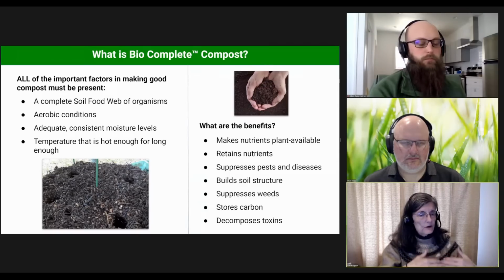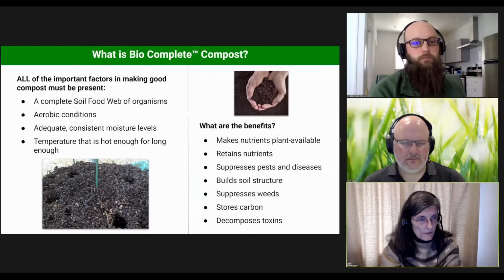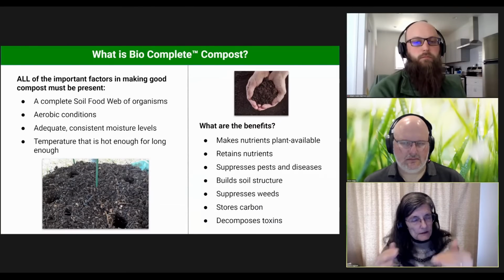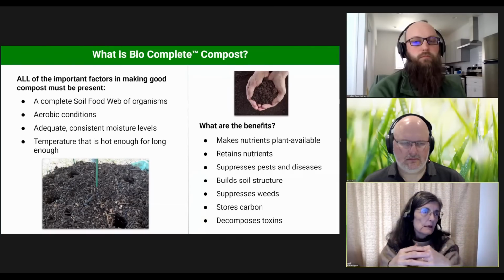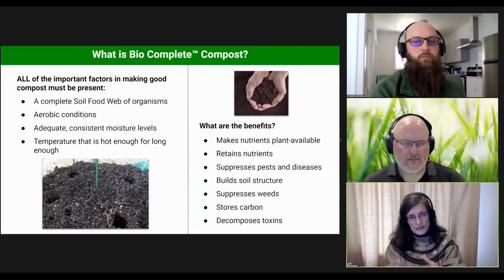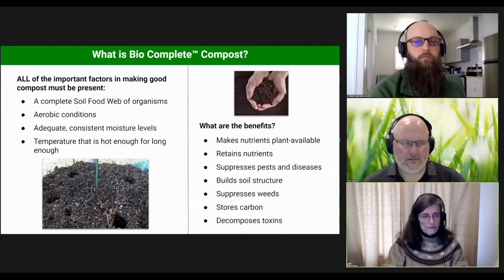And so BioComplete means we've got all the organisms at the minimum level. And then we want to look at balance and make certain that the balance of the bacteria, fungi, protozoa, and nematodes is exactly what your plant requires. And how do you figure out what your plant requires? You've got to understand succession. So next slide.